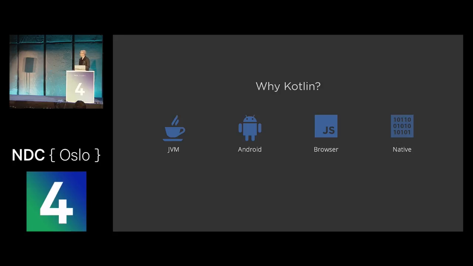Kotlin started out as a JVM language. That was our primary target, but it was never the only target. We always wanted to do more with Kotlin. It started out on the JVM, to replace Java with our own language in our environment.